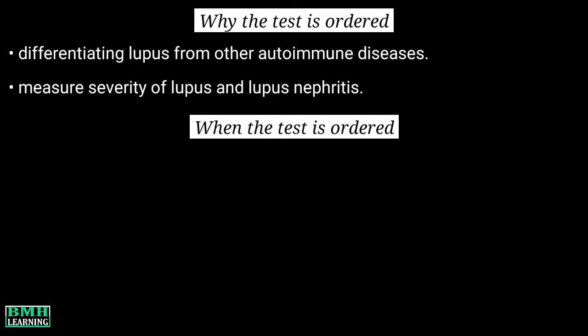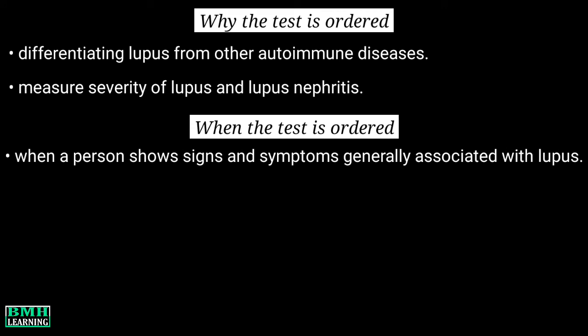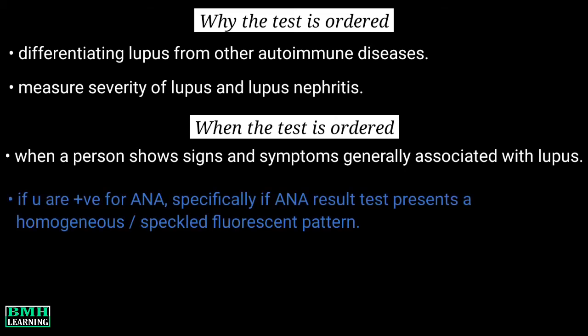When is the test ordered? The test is ordered when a person shows signs which are generally associated with lupus. Your doctor may also ask you for this test if you show a positive ANA test, specifically when the report of the ANA test presents a homogeneous, or we can say speckled, fluorescent pattern.